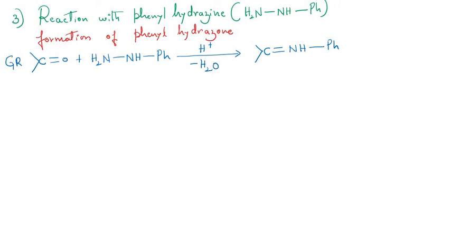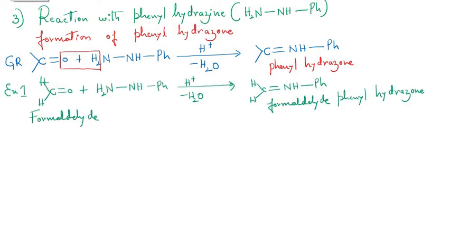So in the reaction I have written here C double bond O, which can be an aldehyde or a ketone, and when this is treated with the phenylhydrazine, this water molecule is lost, and we are having our corresponding compound, that is phenylhydrazone. So in the very first example I have taken here formaldehyde, students, and when it is treated with phenylhydrazine, there is a loss of water molecule, and we will be having our product called formaldehyde phenylhydrazone.